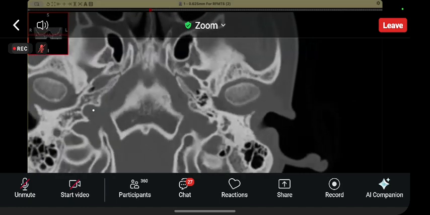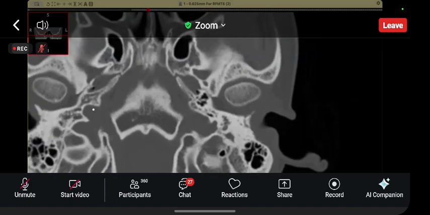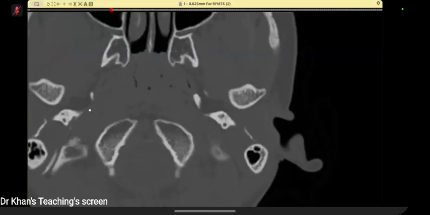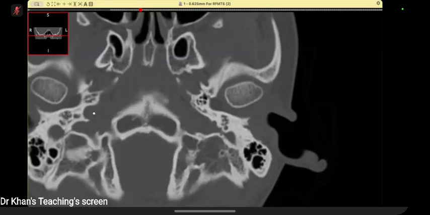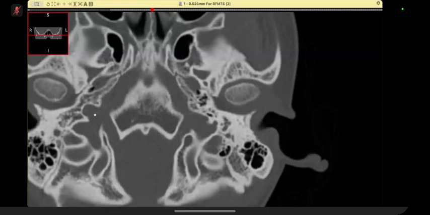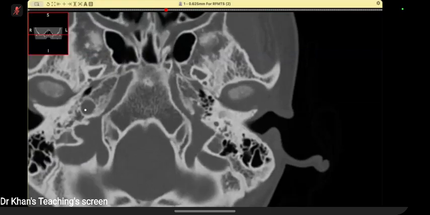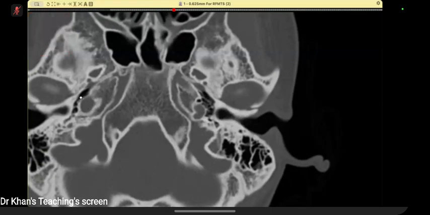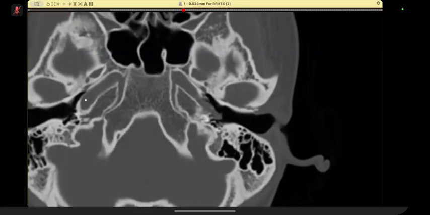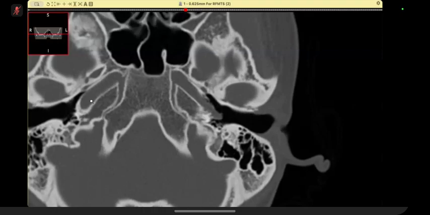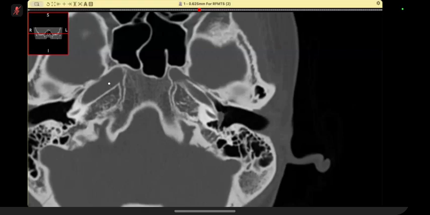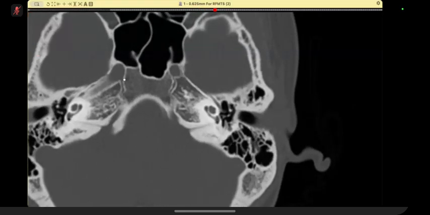The carotid canal within the temporal bone has got initially, so I've gone into the neck. I'm showing you the normal side. I've gone into the neck. There is a vertical portion here. This is the vertical portion. Then in the petrous apex, it becomes horizontal. So this is the horizontal portion of the internal carotid or the carotid canal.